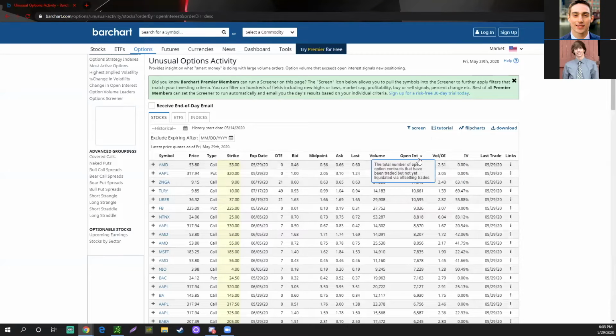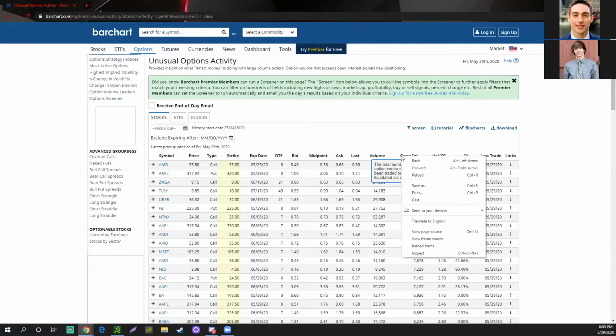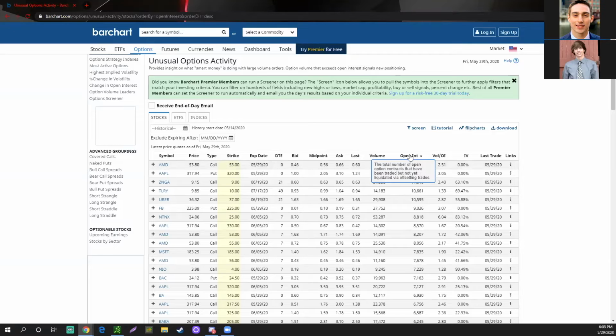The open interest. Okay, so you can see it says the total number of open option contracts that have been traded but not liquidated. So pretty much what it means is if someone's buying an option and they're holding it, that counts as the open interest. So it's pretty much all the options that have, like it says, not been liquidated. So they're just holding the options. They didn't exercise or close out of them yet. So that is what open interest is. So whenever there's more volume than open interest, typically that means there's a lot of unusual options activity. Okay, that makes sense. Yep.